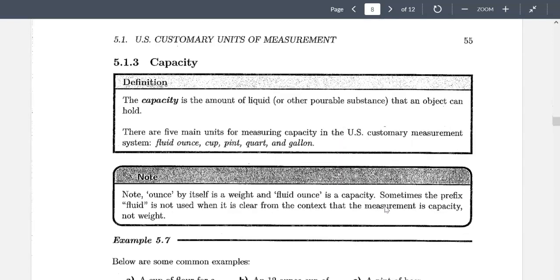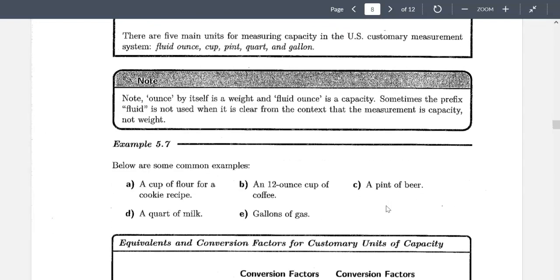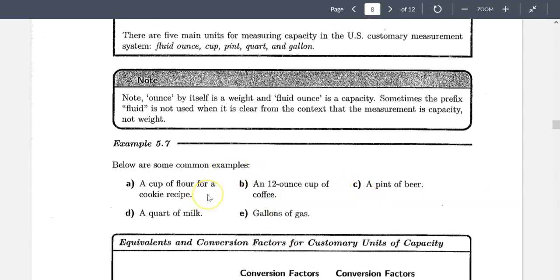Last but not least, capacity. Capacity is something like, if you have a liquid, how much liquid can something hold. For example, a cup of flour, we use cup, right? A 12-ounce cup, a pint of beer, a quart of milk, gallons of gas. Pretty much everything liquid, right?